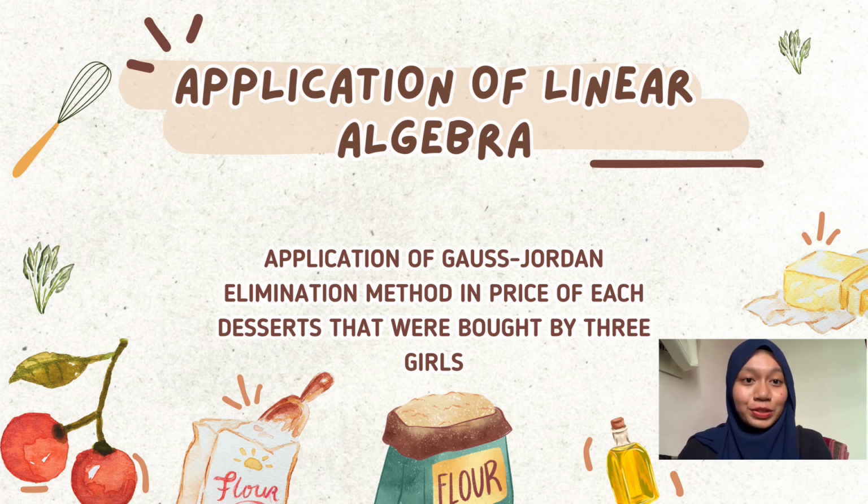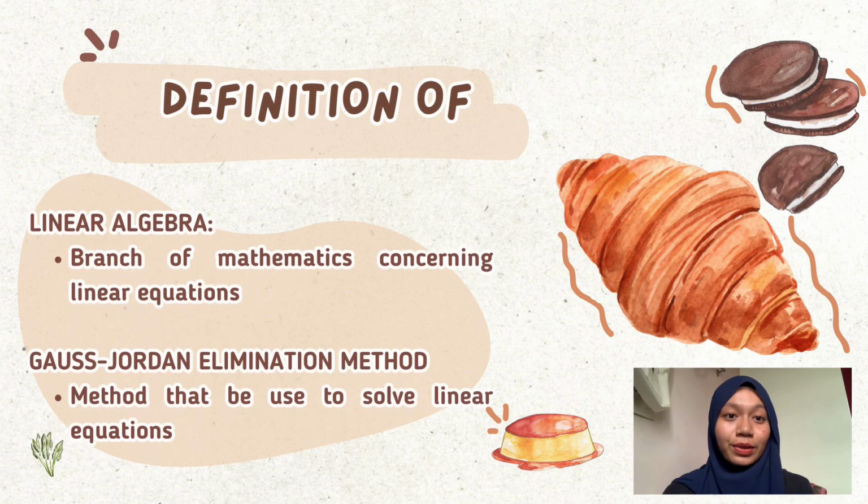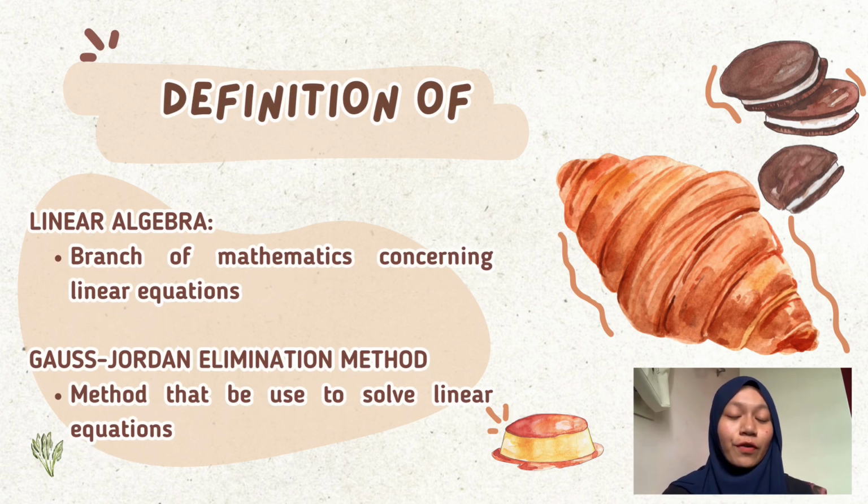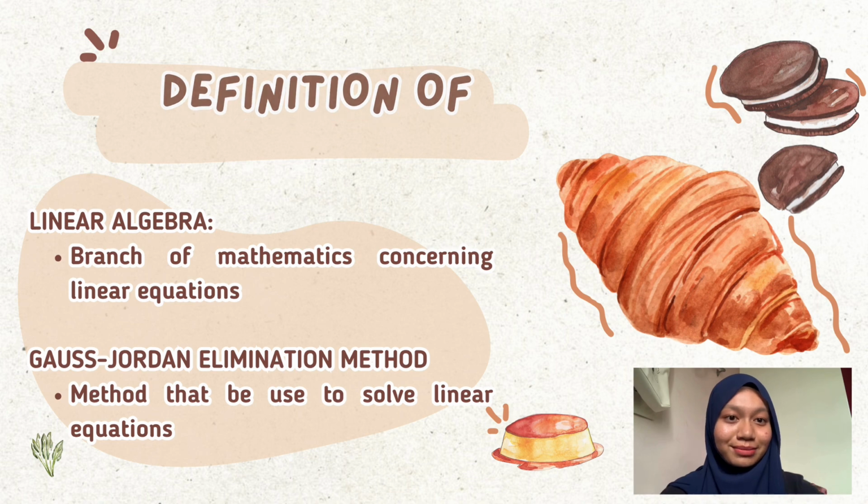Our group has chosen food as our theme. So we decided to apply the Gauss-Jordan elimination method to the price of each dessert that was bought by 3 girls. Now let's look at the definitions. First, linear algebra is a branch of mathematics concerning linear equations. Then the Gauss-Jordan elimination method is a method that we use to solve linear equations.